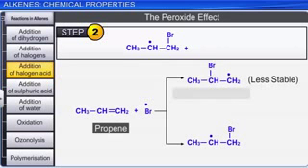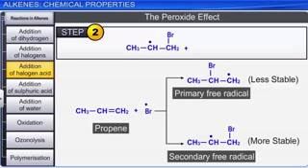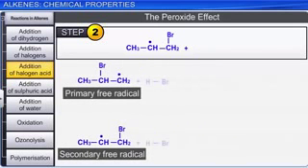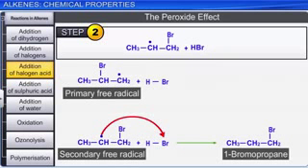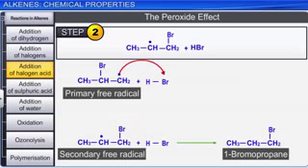The secondary free radical attacks hydrogen bromide to form 1-bromopropane, and the primary free radical attacks hydrogen bromide to form 2-bromopropane. Thus, 2-bromopropane is formed as the major product.